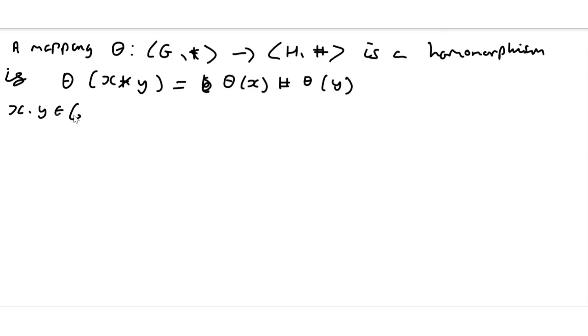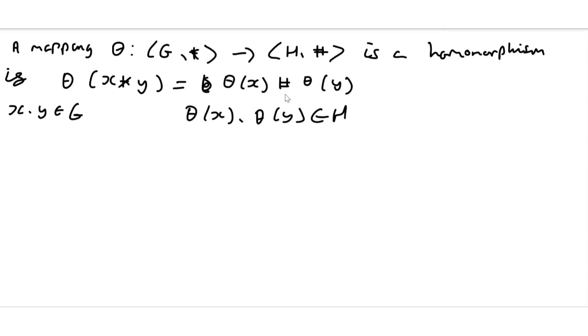So x and y are elements in G, and this is true for all elements in G. And theta x and theta y are in H because theta is a mapping from G to H. So essentially, if we multiply the two elements together in G and then apply the homomorphism, that's the same as changing over the elements individually and then multiplying them together in the new group. So bear in mind these operations are different. This is the group operation in G. This is the group operation in H.